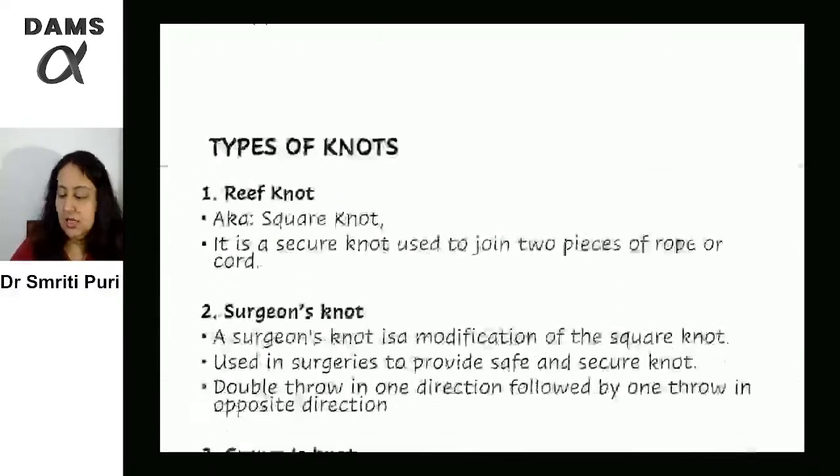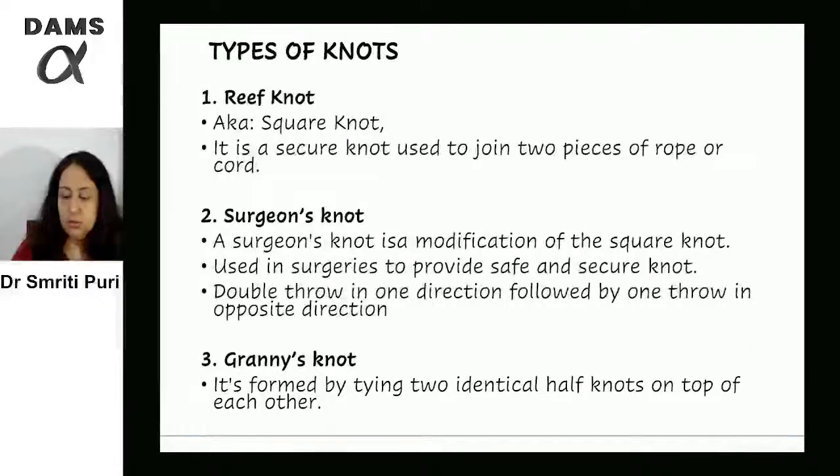So let's see types of knots. A reef knot is also known as a square knot. It is a secure knot used to join two pieces of rope or cord. So what is a reef knot? You take two ends of a rope or a thread and you tie them together. That is known as a reef knot.